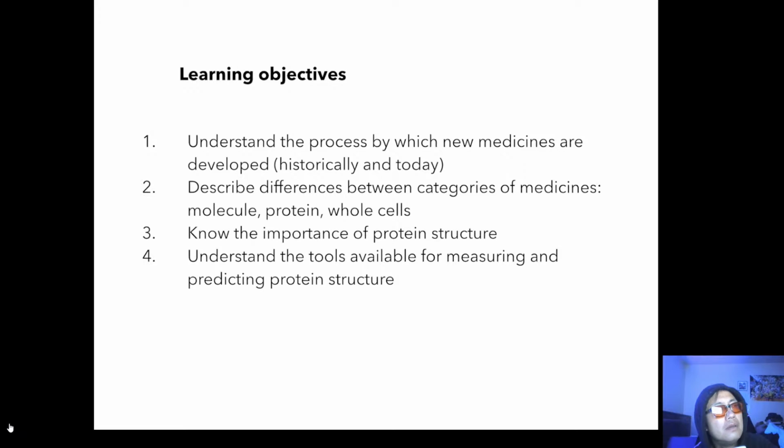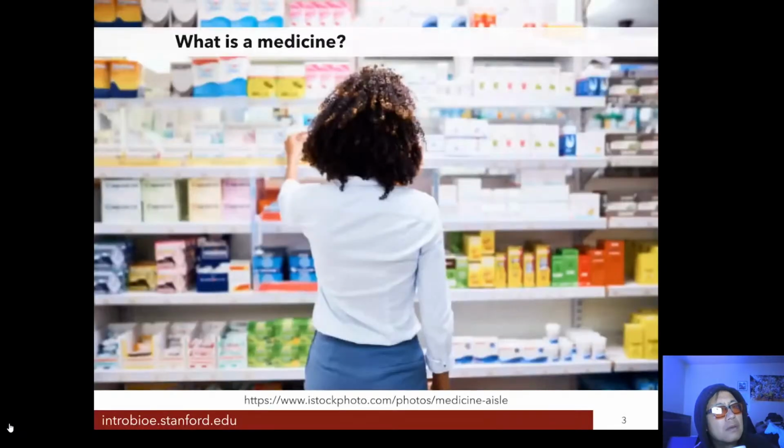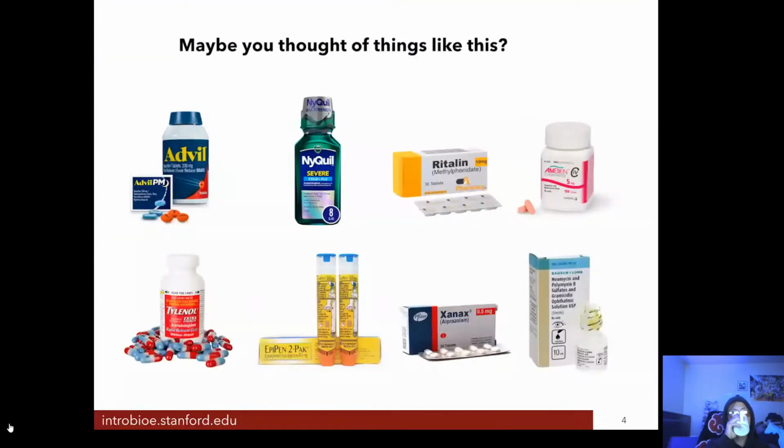And before we get into this week, I want to pose a simple question. What is a medicine? Maybe when I ask this question, you think of things like this. These are examples of drugs that you can get at the pharmacy or via prescription from your doctor. The Food and Drug Administration has a specific definition of a drug, which I'd like to go over so that we can all be on the same page as we enter this week.